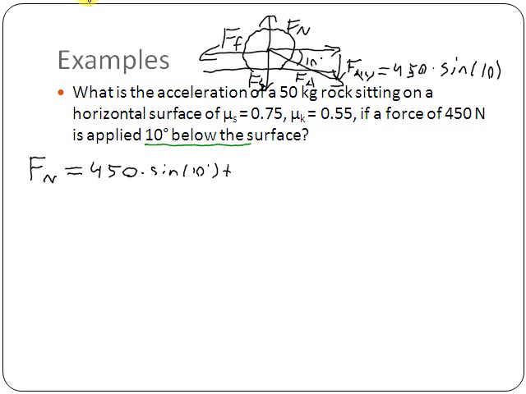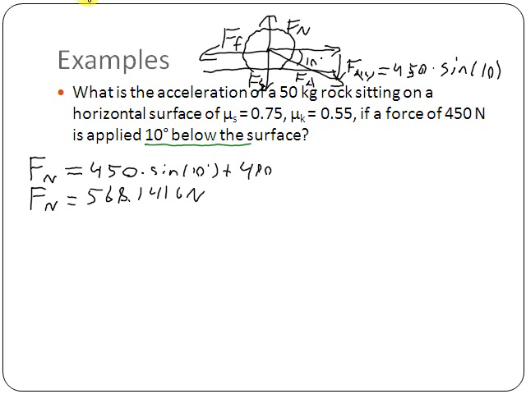So if you do 450 times sine of 10 degrees, plus the rest of this, which is our other force in the y direction downward, the gravitational force, which in this case would be 50 kilograms times 9.8. We already figured that out last time. It's 490 newtons. So 490 right here. And this would have to equal our normal force. If we go ahead and solve that out, 450 times sine of 10 plus 490, we should get 568.1416 newtons is our normal force.